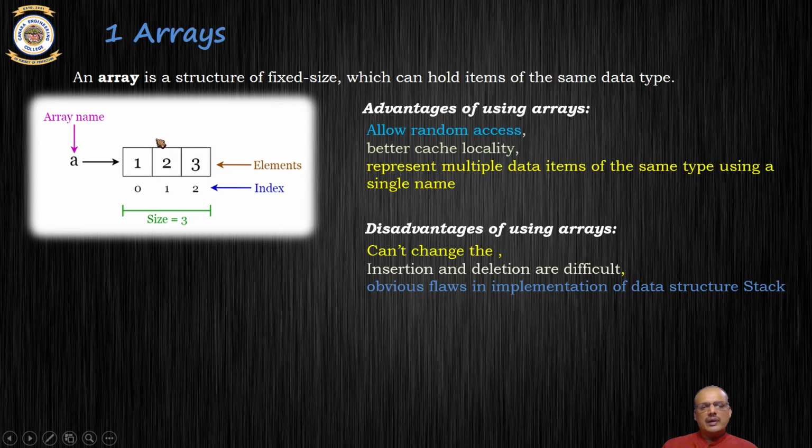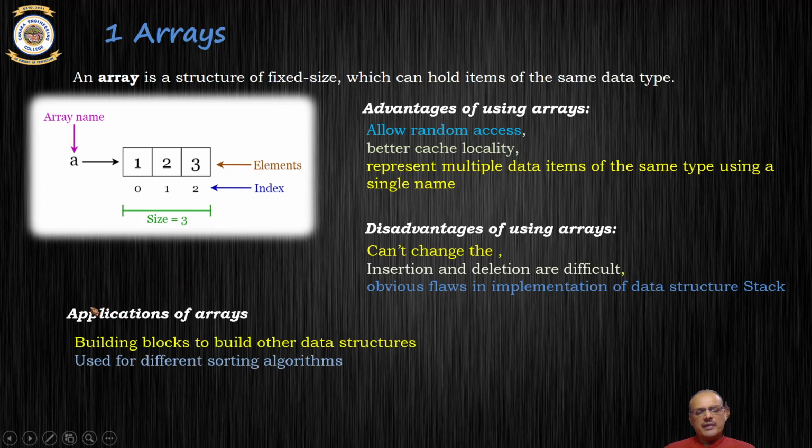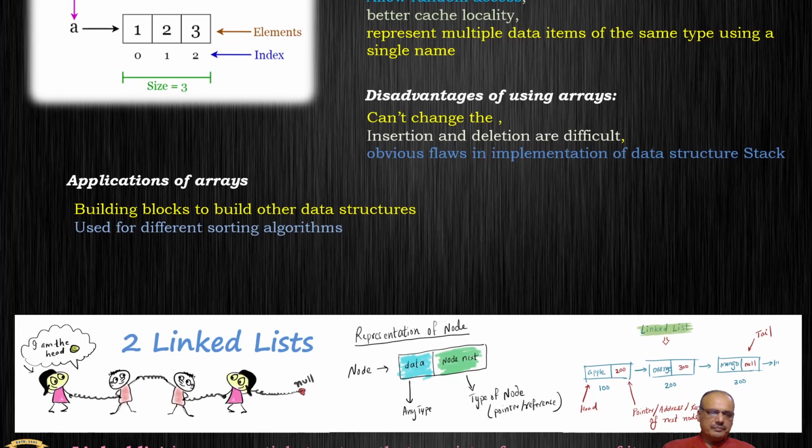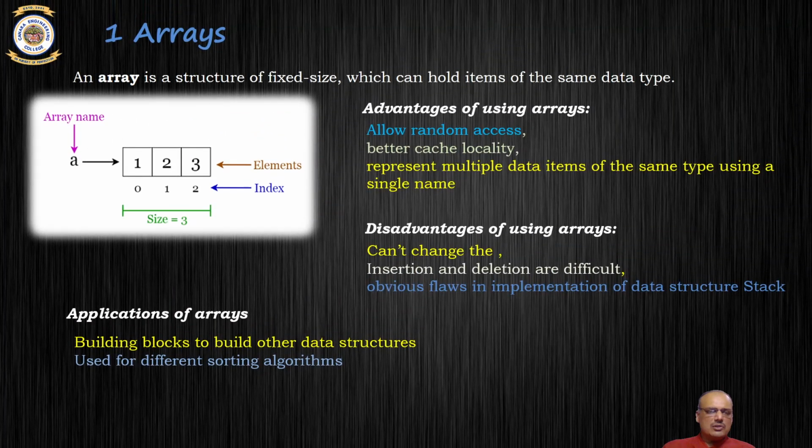The other one is you cannot store different data types. Okay, an array accumulates a similar data type. That's another disadvantage of an array. Applications of arrays: even though arrays have a couple of drawbacks, they are the basic building blocks of a lot more complicated data structures. Okay, and they are widely used for sorting algorithms, and they are used in a dynamic or in a static mode whenever required. Okay, so that was all about arrays.